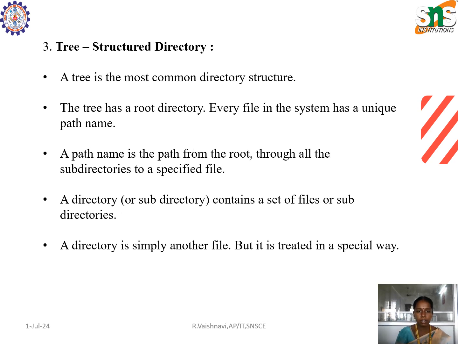Next one, tree structure directory. The tree is the most common directory structure. The tree has the root directory. Every file in the system has a unique path name. The path name is the path from the root through all the subdirectories to the specified file. The directory contains a set of files or subdirectories. The directory is simply another file, but it is treated in a special way.